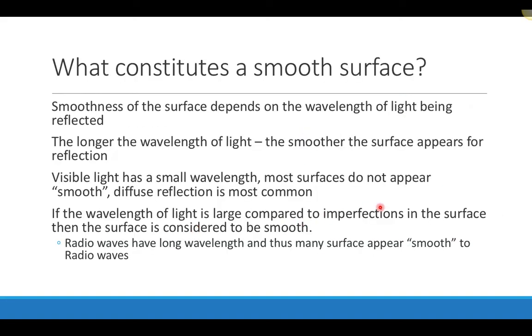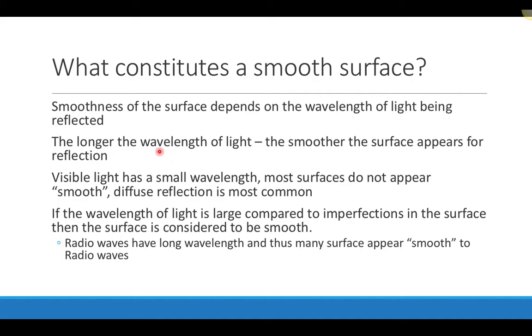So we can ask, how do we determine whether a surface is smooth, meaning that you have this specular reflection, or if it's rough, meaning it's more diffuse reflection? It turns out that when we're talking about electromagnetic waves, the smoothness of a surface depends on the wavelength of the light that's being reflected off of the surface. The longer the wavelength of light, the smoother the surface appears. That's kind of a weird statement.